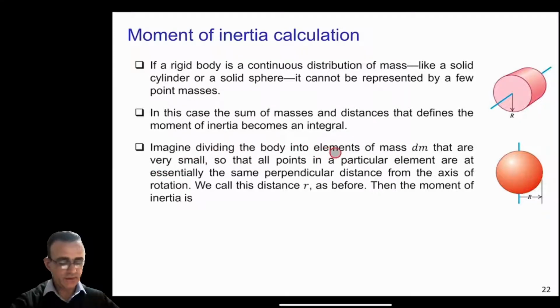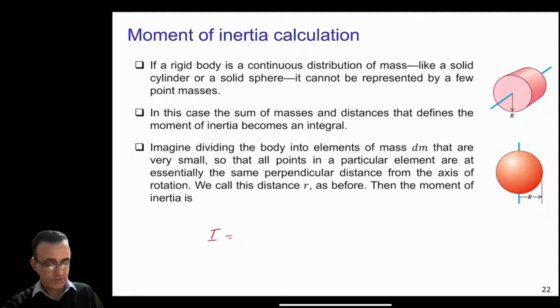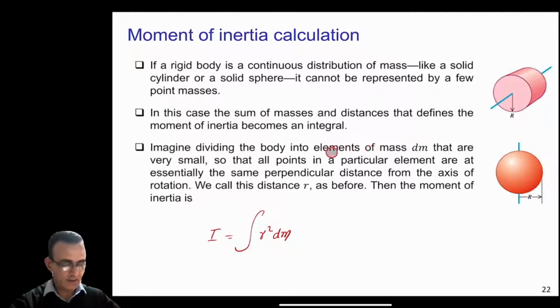Now imagine dividing the body into elements of mass dm that are very small, so that all points in a particular element are essentially the same perpendicular distance from the axis of rotation, which is r, and we call this distance r as before. Then the moment of inertia will be the integral of r square dm. So we will just use this equation to calculate the moment of inertia for different bodies.